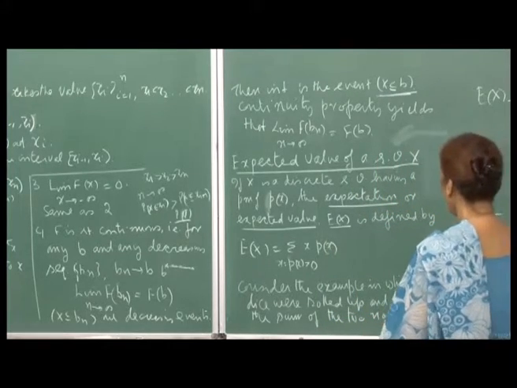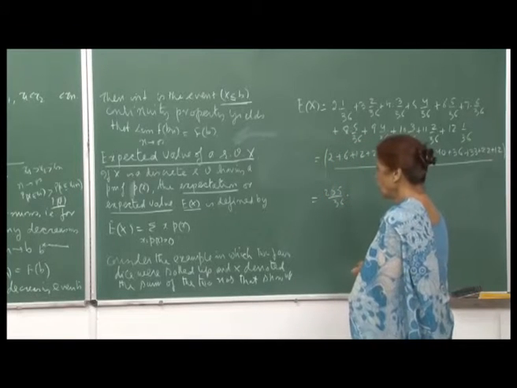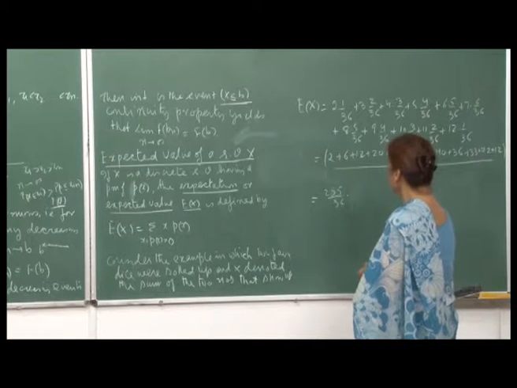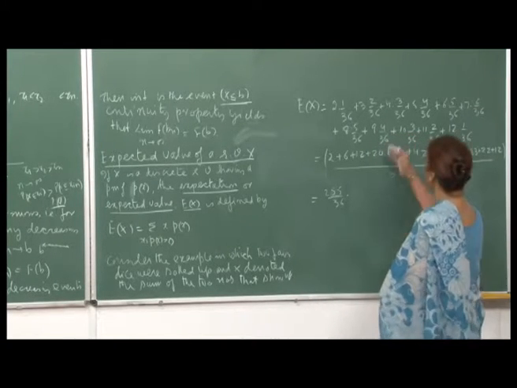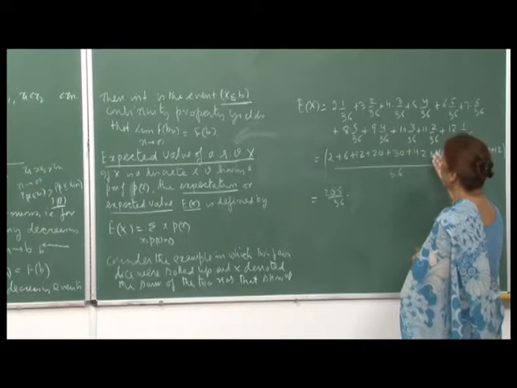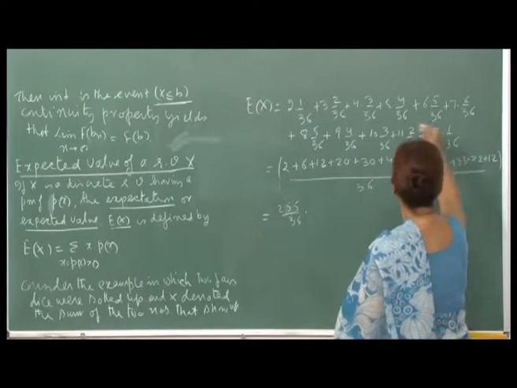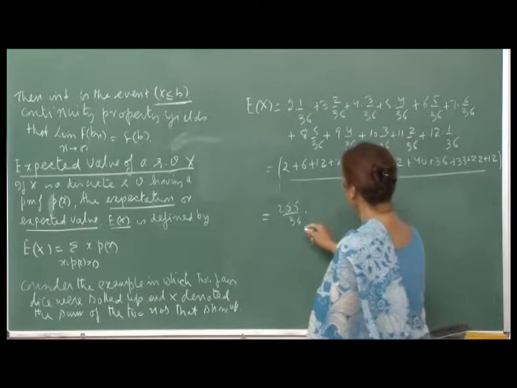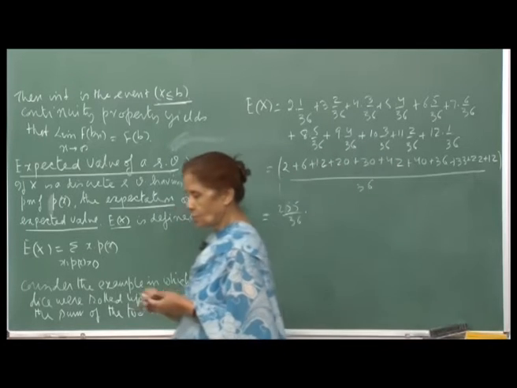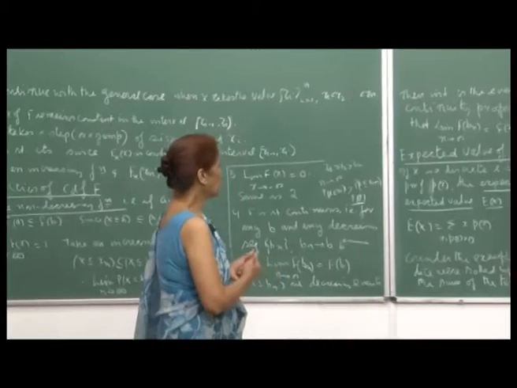Now, therefore, we consider this example. Consider the example in which 2 fair dice were rolled and X denoted the sum of the 2 numbers that show up, right. In that case, I had given you the table of probabilities for different values of X. If you refer to that table, then you can see that this will add up to 252 upon 36, which will be some number close to 7. Okay. So, this is the expected value of the random variable.